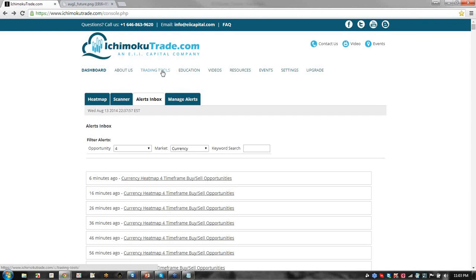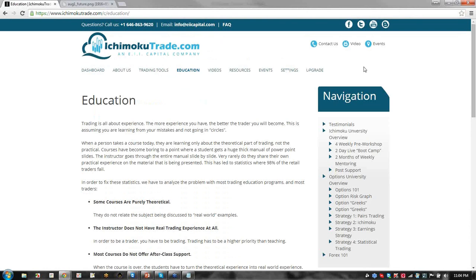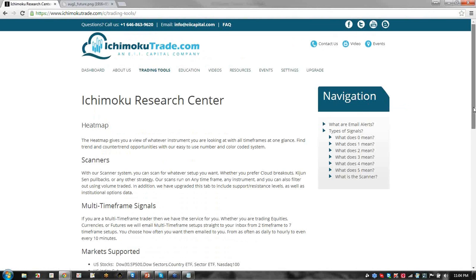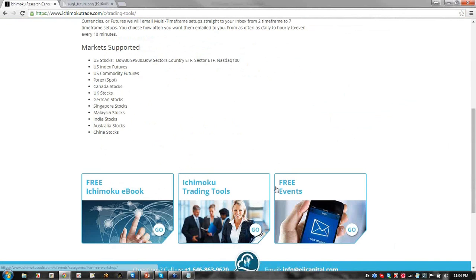Okay. There was a question we had on the ebook. If you come here to Trading Tools, I think it's under Trading Tools, and scroll down right here, or actually a lot of the pages have this. You scroll down, you click here, it says free Ichimoku ebook. If you click on that, you can download the ebook there.